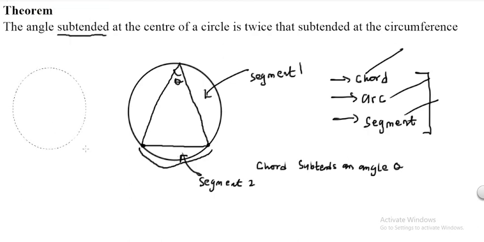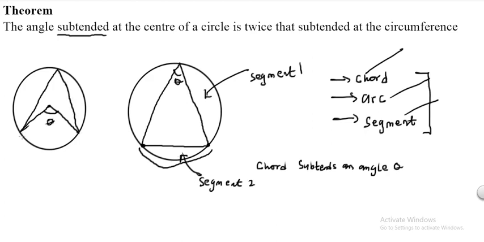So say I have a circle and say this is the center of the circle. If I have an angle subtended at the center of the circle, let's call this angle theta. Now this angle is subtended by an arc here. If this same arc subtends an angle on the circumference, notice that where the angle is coming from is from this arc. Now this same arc subtends an angle on the circumference. Let's call that angle alpha.